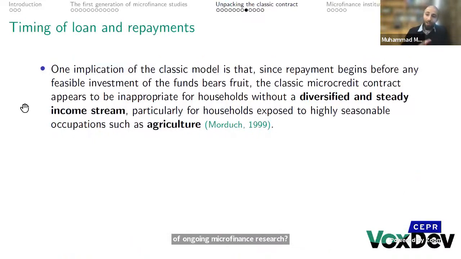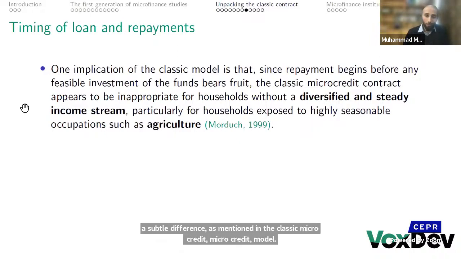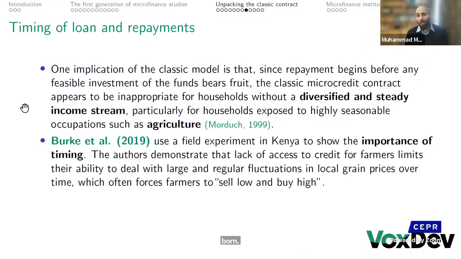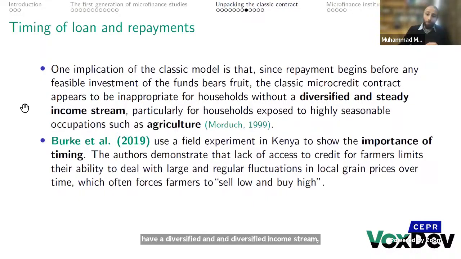Another thing that's quite important is the timing of the loan. Like, when does the loan get dispersed and when do you ask for repayments, which links to the previous point, but a subtle difference. As mentioned, in the classic microcredit model, often people have to repay almost immediately after receiving the loan, before any investment has really borne fruit. And so it really favors individuals who already have a diversified income stream, and they can use that income stream to pay for the loan 2 weeks after receiving it. And so this may not be appropriate for individuals who have income maybe only 1 or 2 points in a year, such as individuals in agriculture.